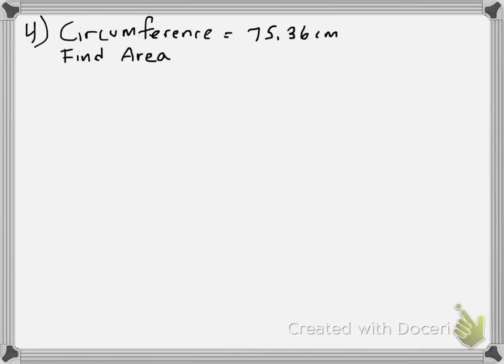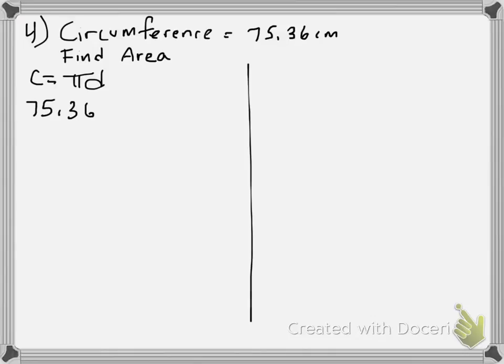The next one, we're told that the circumference is equal to 75.36 centimeters, but it's asking us to find the area. So this is actually going to be two different problems we need to do. The first one is going to be with our circumference formula. So circumference equals pi times diameter, and now I have to sub in 75.36 for circumference is equal to 3.14 times the diameter.